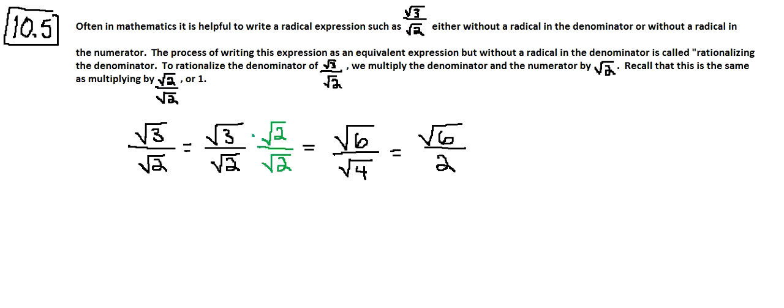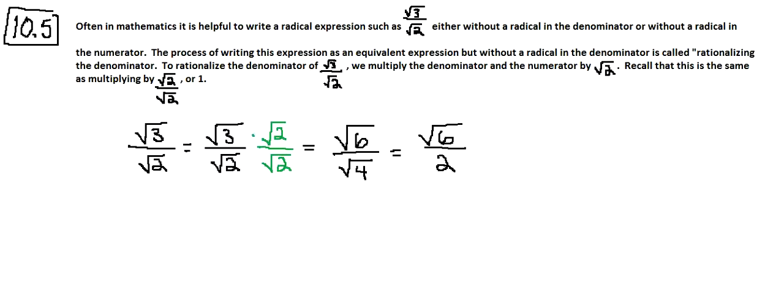All right, good afternoon. Welcome to section 10.5, and here you will see the beginning of what this section is about. Take a moment to read this. I'll read along with you, where it says, often in mathematics it is helpful to write a radical expression such as square root of 3 divided by square root of 2, either without a radical in the denominator or without a radical in the numerator.